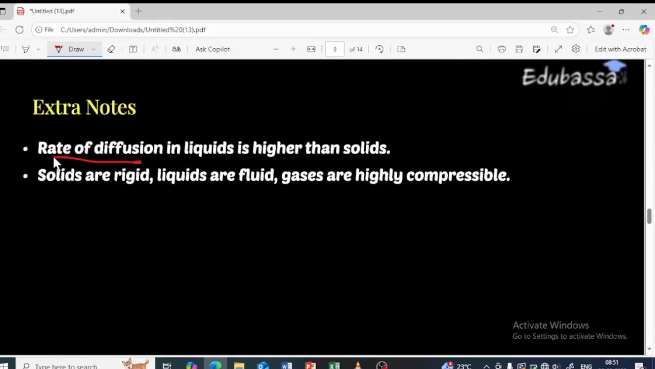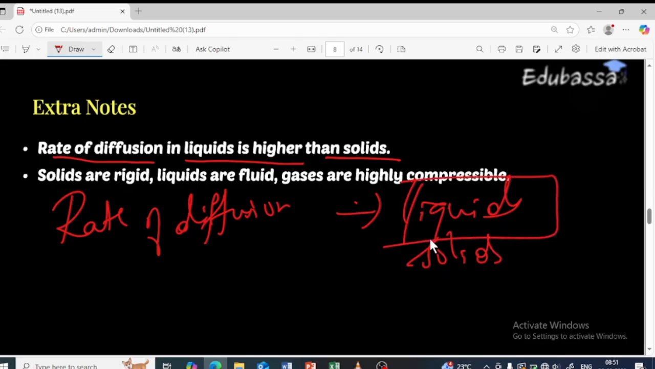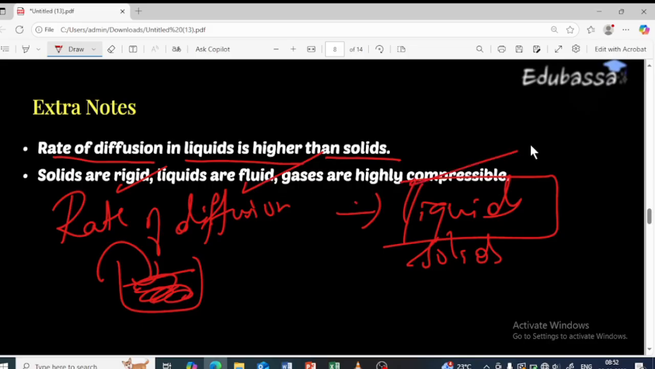So some extra points, students. The rate of diffusion in liquids is higher than that of solids. You might have learned in the previous video that diffusion is more in liquids compared to solids. Just imagine I put ink in water. It will spread evenly. So the diffusion rate in liquids is more compared to solids, right? And solids are rigid, whereas liquids are fluid, and gases are highly compressible, right?